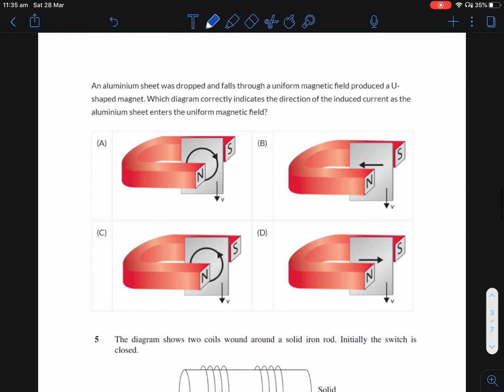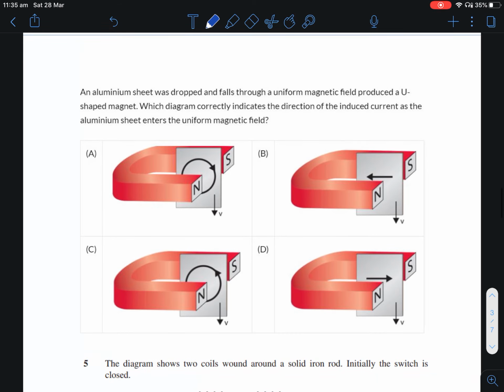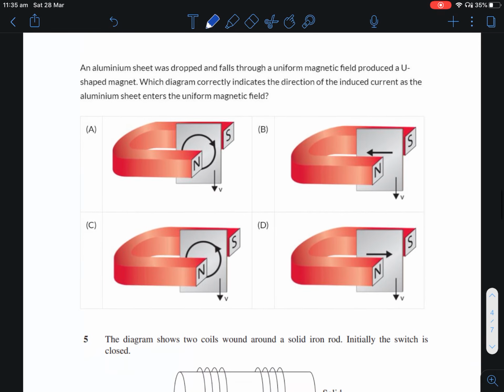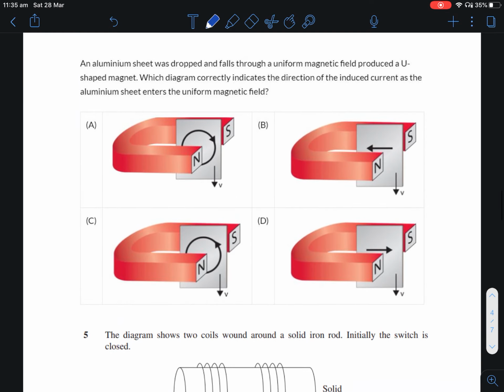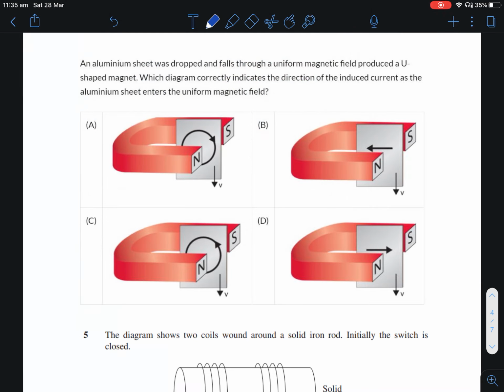It seems that this is the last question of the first section. So I'm going to finish this question and then pause, and then we'll begin the next section after a short break. So here we've got an aluminium sheet, and it's falling through the uniform magnetic field. And we notice that eddy currents will have to be induced because this is a case of Lenz's law. The magnetic field isn't drawn out for us, so let us draw the magnetic field.